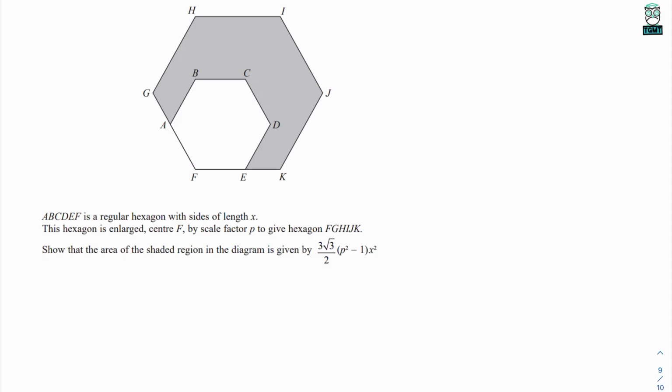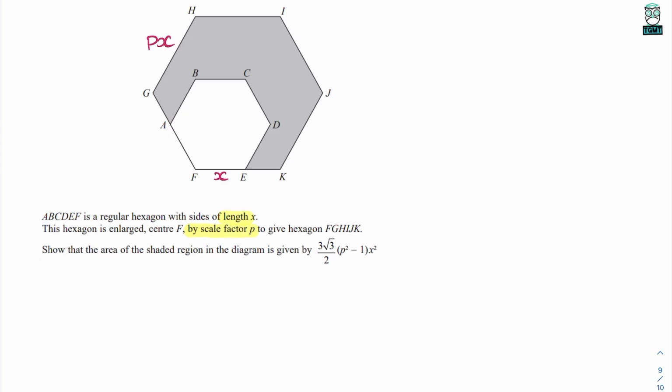So for this question here, it says that ABCDEF is a regular hexagon. That's the one on the inside there with side lengths of x. So if I put that side length of x on just there, it says this hexagon is enlarged, centre F, by a scale factor of p to give the larger hexagon. So the scale factor is p. In other words, each length of the larger hexagon would be px, whatever that number is. If it was a scale factor of 3, it'd be 3x, but it's a scale factor p. So we've got the side lengths of x, enlarged by a scale factor p.